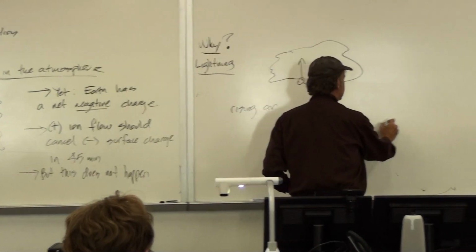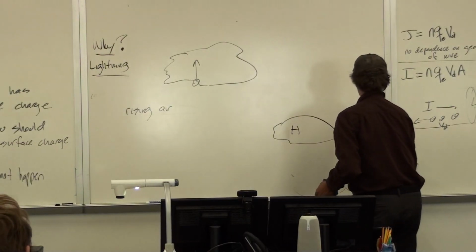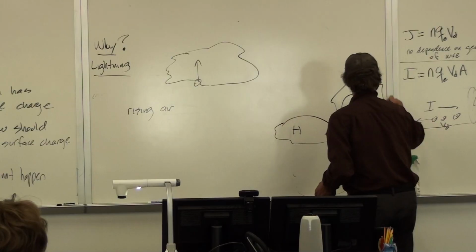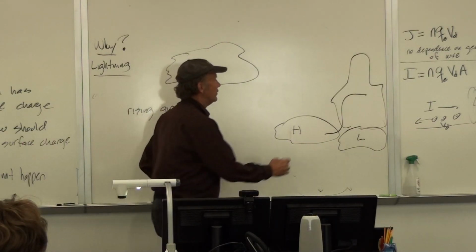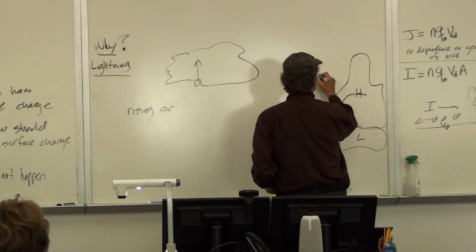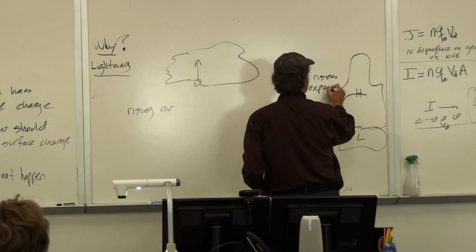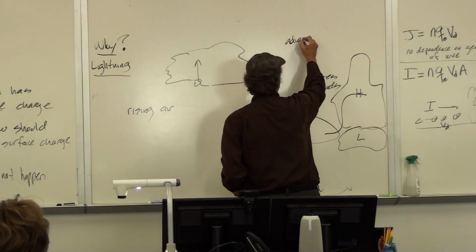Now the rising air tends to come from the fact that a high pressure region will come in contact with a low pressure region. And then the high pressure region will be pushed up because it has lower density. And so the high pressure region rises and expands. This is called an adiabatic expansion.